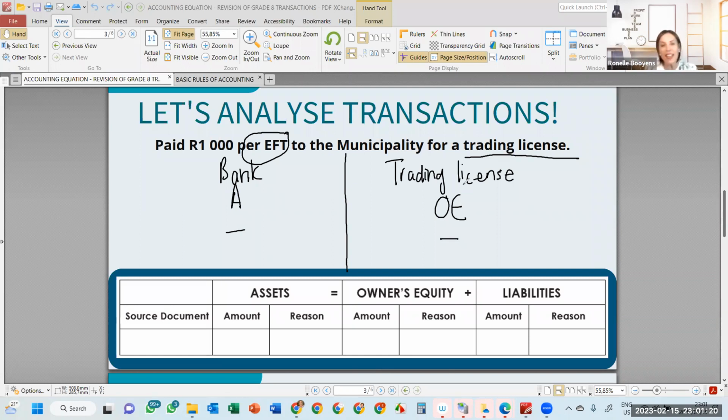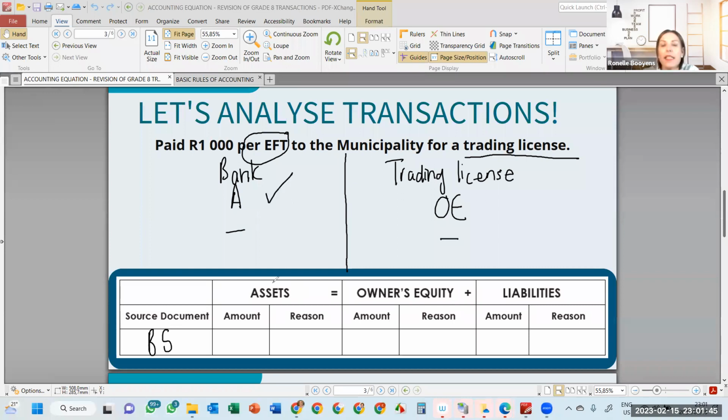Righty, once you've done that, the rest is easy as pie. So what is the source document? Again, we pay it by EFT. So I'm just going to abbreviate here, and your source document is the bank statement. Right, then you go to your elements and you ask yourself, did anything happen to assets in this transaction? Were any assets affected?